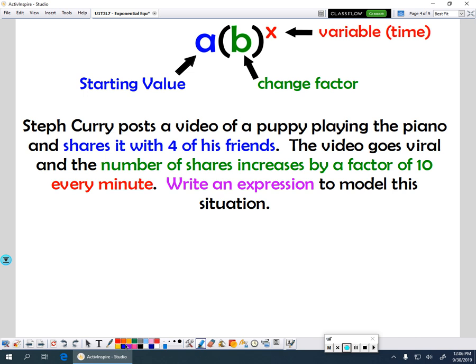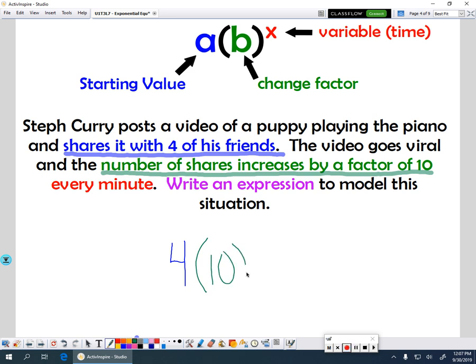So the first thing we need to find is our starting value. And our starting value is that he shares it with 4 of his friends. So 4 is going to represent our starting value. Next, we need to find our change factor. So when we look at this, it says the number of shares increases by a factor of 10. That means our change factor is 10. So that's the next part of our expression. And finally, the last part, our variable, that's going to stay a variable, but in this case it represents every minute. So X will represent the number of minutes that pass.